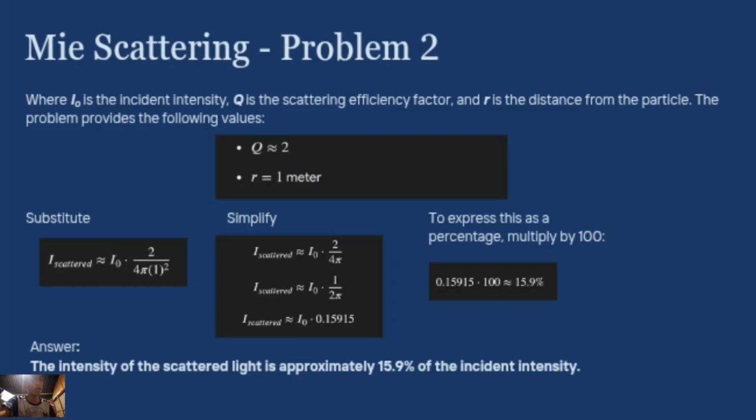So 0.15915 times 100 is approximately 15.9%. Therefore, the intensity of the scattered light is approximately 15.9% of the incident intensity.